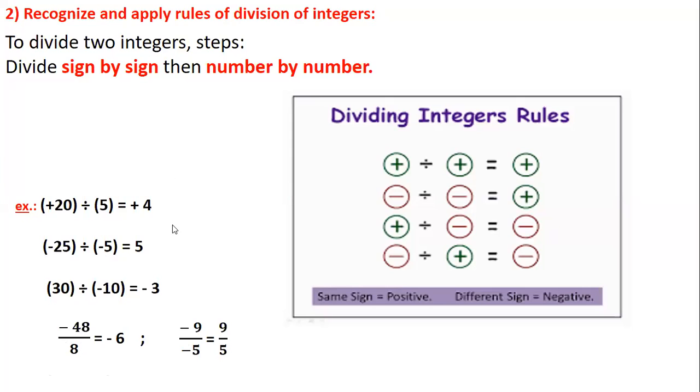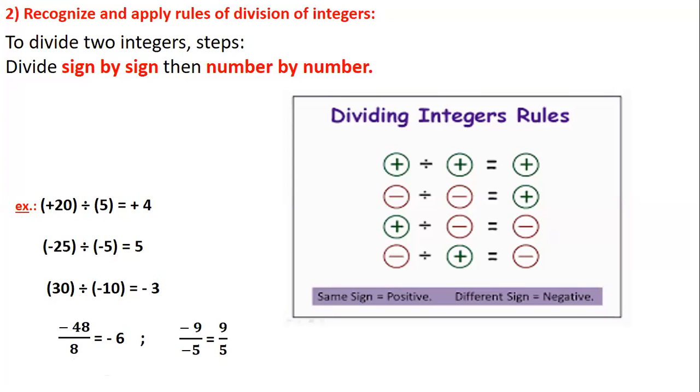Okay. So how can I get the answer of minus 48 over 8? I say the same rule applies here. I divide the sign by the sign. The sign of 48 is negative. The sign of 8 is positive. So negative over positive is? Negative. 48 divided by 8. The answer is? 6. So it is negative 6. Okay, Adnan? Okay, now I understand it.